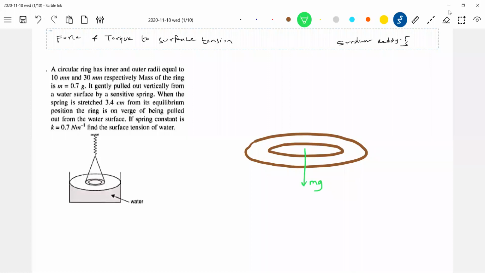What about the force due to surface tension? Where do I have to show it? I have to show the force due to surface tension exactly below like this. I think I can show the diagram like this. I should not show it here. I cannot show it down here because, what is this? This is a ring.